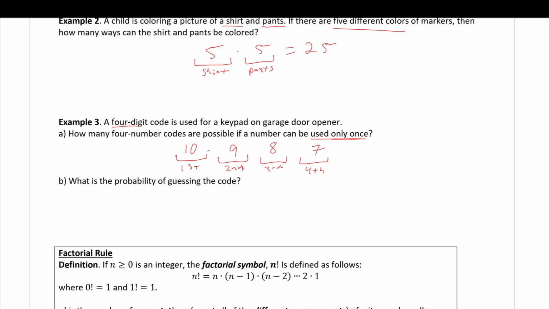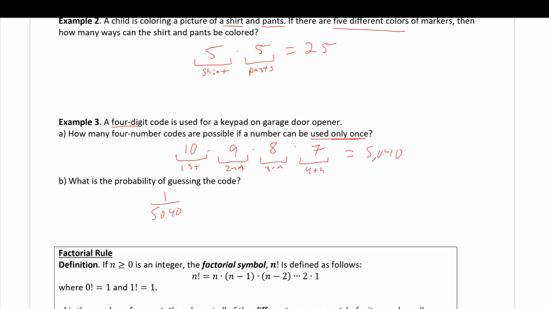Okay, and if you just multiply those out, what do we get? Well, 10 times 9 times 8 times 7. I get 5,040 different ways. And the follow-up question here is, what is the probability of guessing the code correctly? Well, there's only one correct code out of how many possible? Well, 5,040. So 1 out of 5,040.